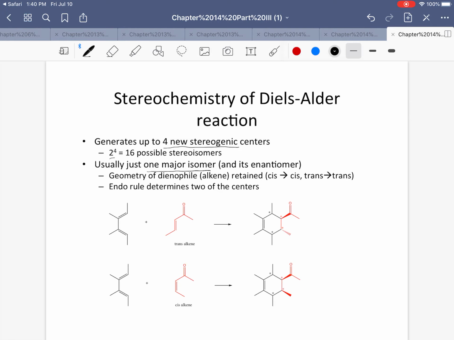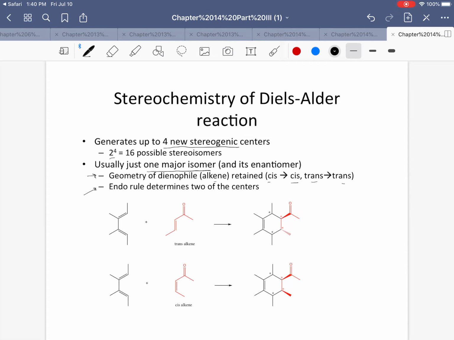The first is geometry of the dienophile, or the alkene. If it's cis, then those groups will be cis in the product. If it's trans, they'll be trans in the product. So that's easy to identify. And then the harder one is the endo rule, which determines the other 2 stereogenic centers.